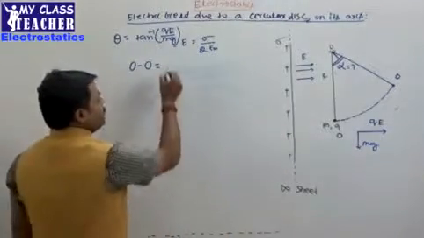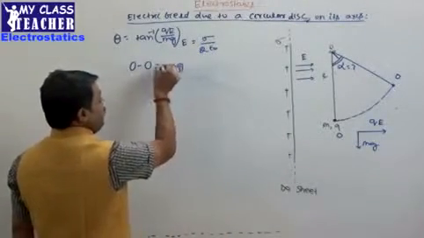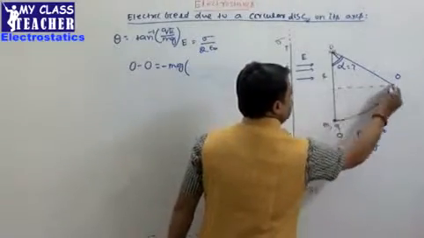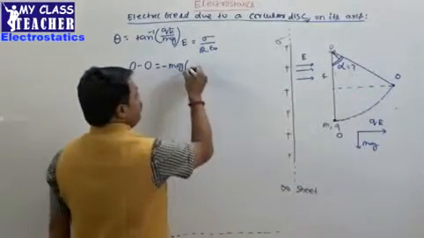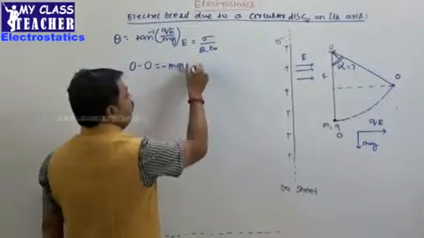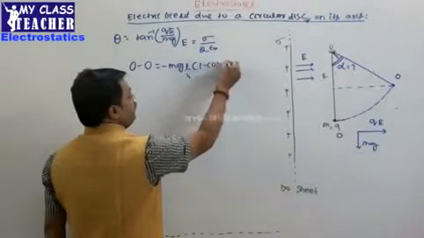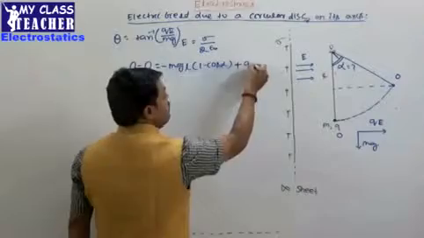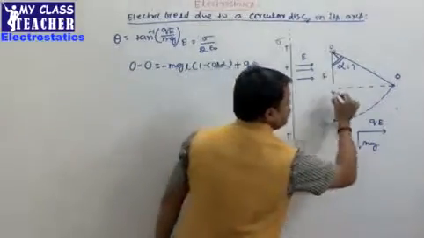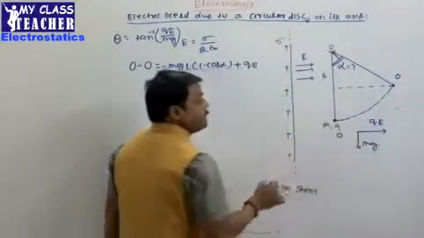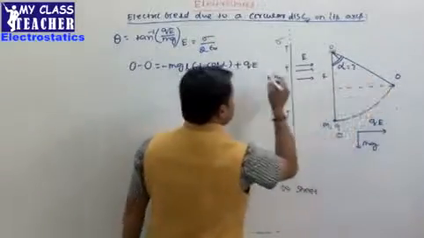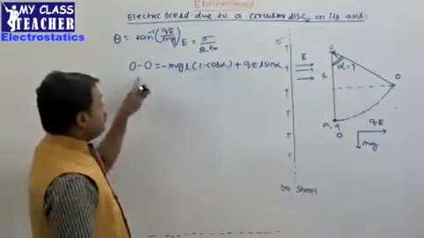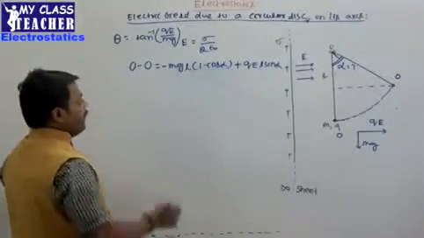But what is the work done by the gravitational force? This is minus mg into vertical displacement, and the vertical displacement is L into 1 minus cos alpha. And what is the work done by the electric force? The electric force is constant, QE, but in the direction of the electric force the displacement is L sin alpha. Change in kinetic energy equals 0. So from this equation, alpha can be calculated.